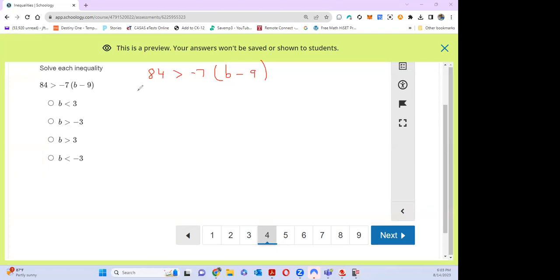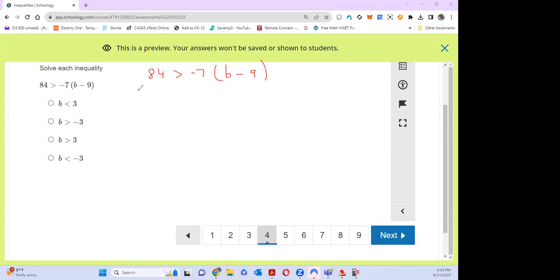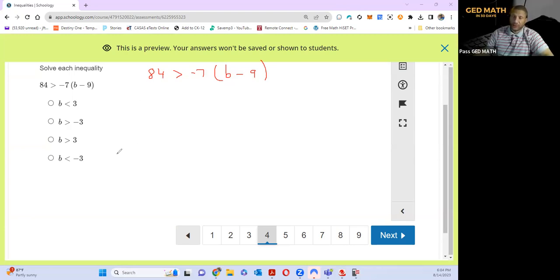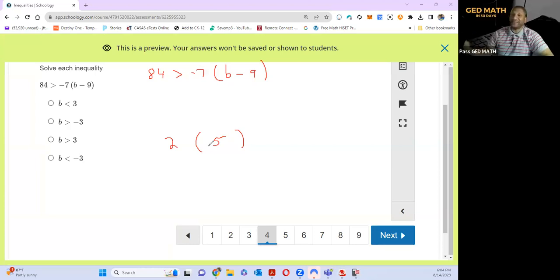I think you bring down the seven, but make it positive. Nope. So what is that minus 7 outside of parentheses? What operation is that? Subtraction? No. So this is very important. What does that mean? Multiply. Okay. So if you have a minus 7 outside of parentheses, that also means multiplication.